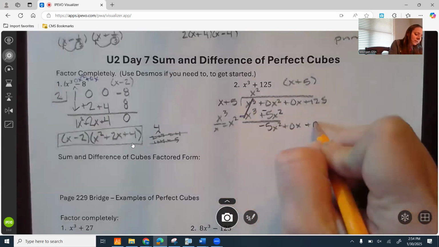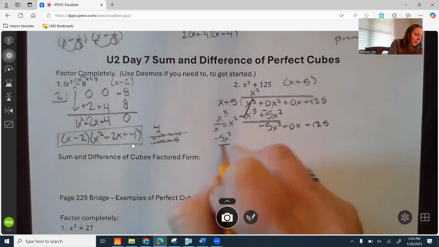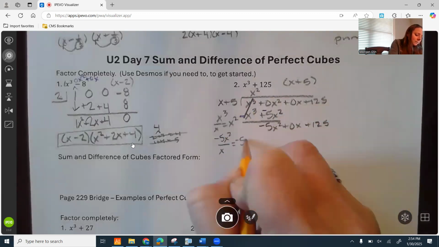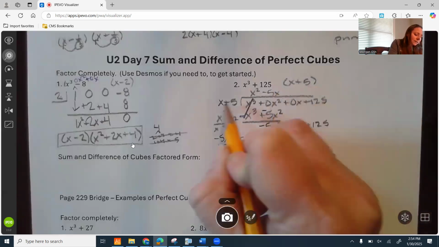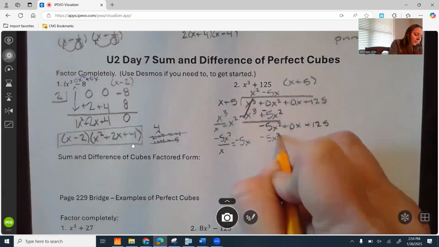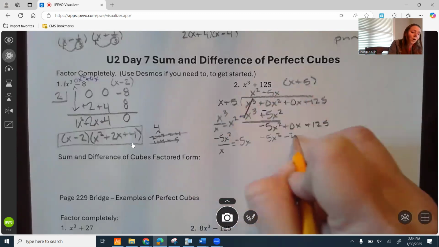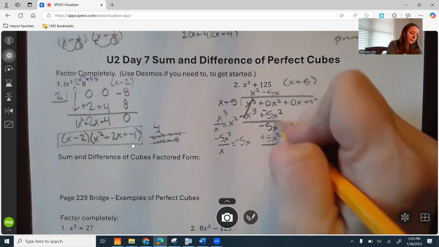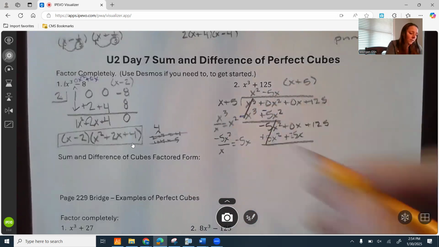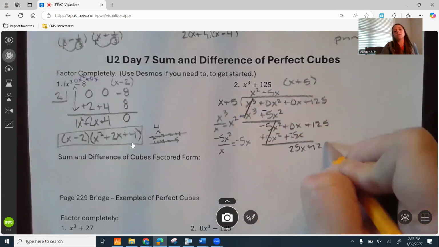Now bring everything else down. Now -5x squared divided by that x. All right, that leaves me with -5x. All right, so -5x times x is -5x squared. -5x times 5 is -25x. All right, change your signs. All right, the first one cancels, sorry. And then here, this is 25x positive. All right, we need to do it one more time.